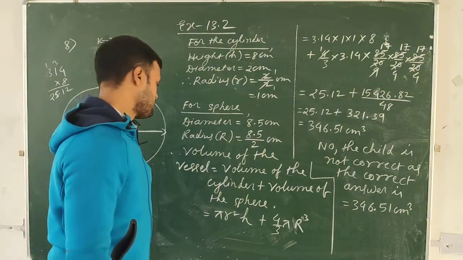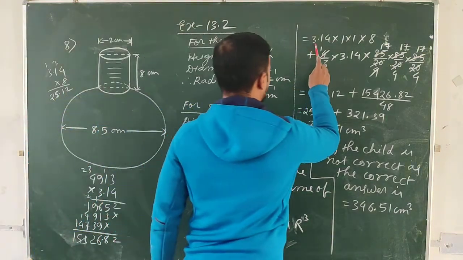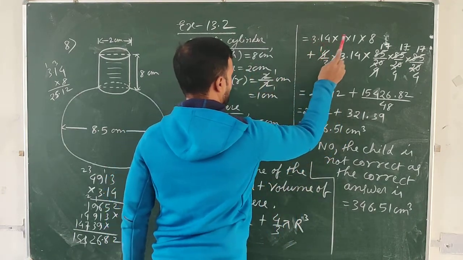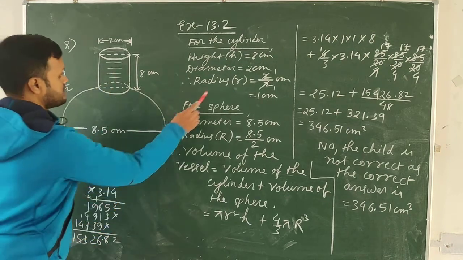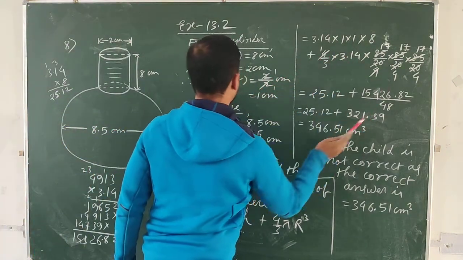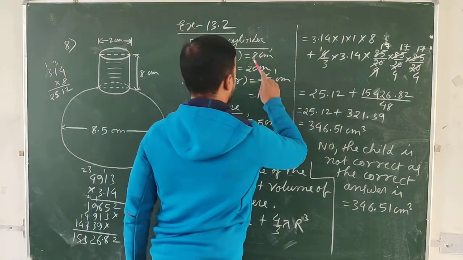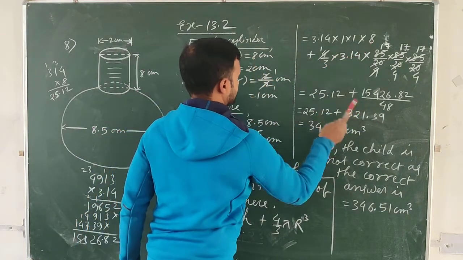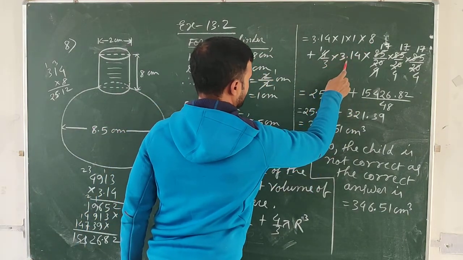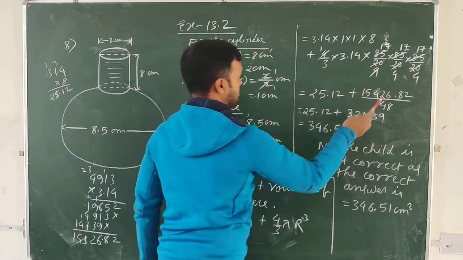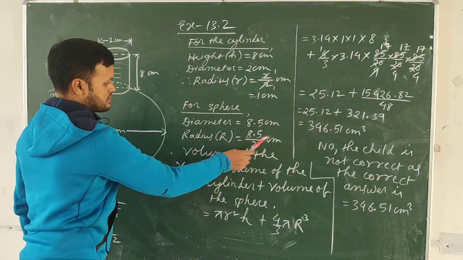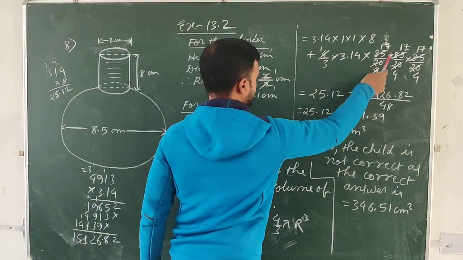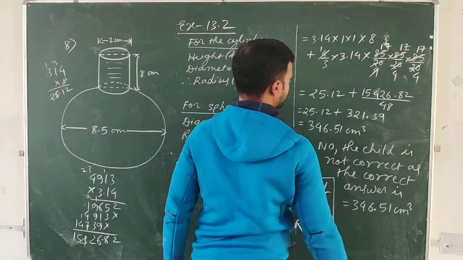Okay, so now just put the values. Volume of the cylinder, in place of pi, just put the value of pi 3.14. And what is the radius? Radius is 1, isn't it? So write 1 into 1, and into height of the cylinder, 8. And 4 by 3 pi is 3.14, and capital R is 8.5 by 2. I just remove the decimal and I wrote 85 by 20 into 85 by 20 into 85 by 20.